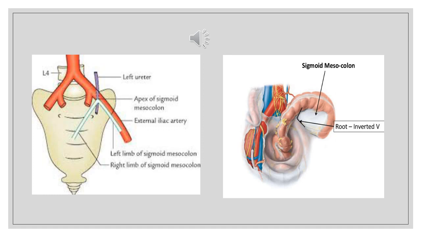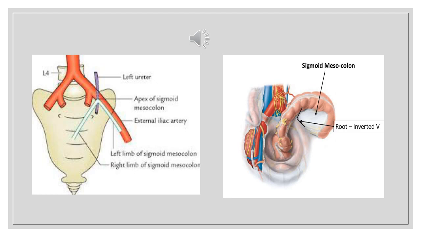Sigmoid mesocolon is a triangular fold of peritoneum which suspends the sigmoid colon from the pelvic wall. The root is shaped like an inverted V. Its apex lies over the left ureter at the termination of the left common iliac artery. The left common iliac artery terminates as the left external iliac artery and left internal iliac artery.